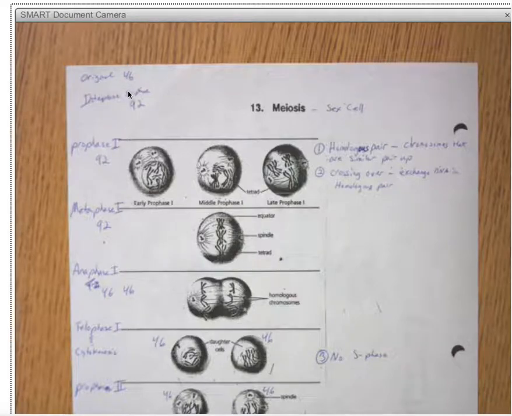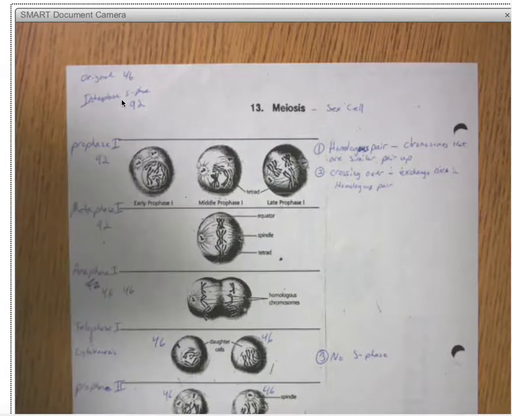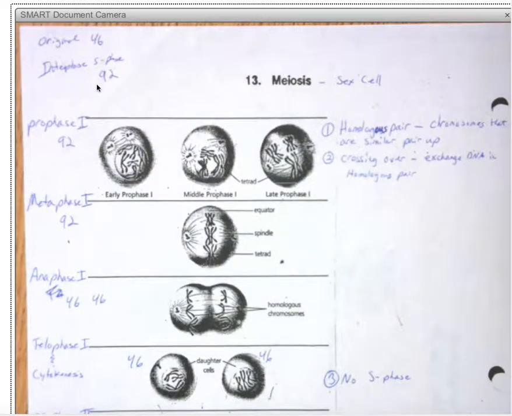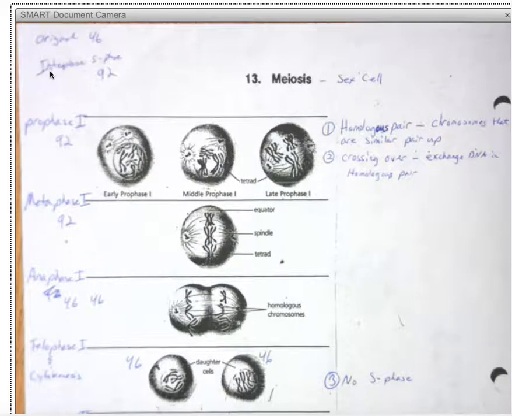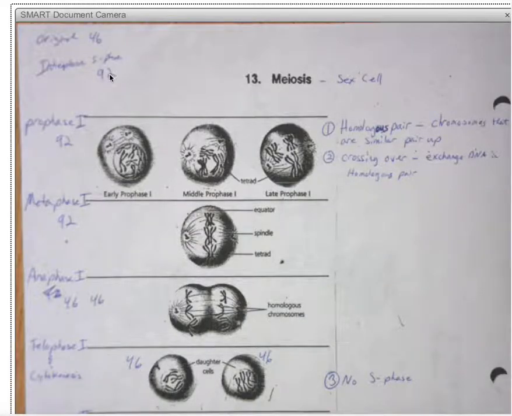So we're going to take a look now at this right here, this interphase. During interphase, we're going to focus on the S phase. S phase is where DNA replicates. So we go from 46 to 92 chromosomes. Then we go into the actual process of meiosis. Now meiosis is very similar to mitosis. If you understand mitosis, meiosis is super easy.